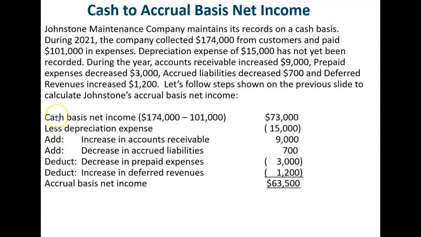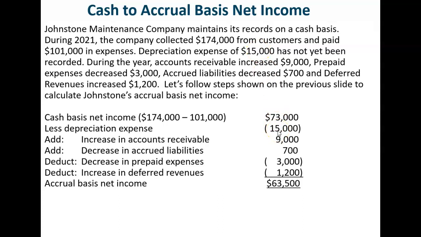Step 1. Calculate the cash basis net income. Well, that's $174,000 of cash collected minus $101,000 in expenses paid equals $73,000. Step 2. Subtract depreciation expense of $15,000.